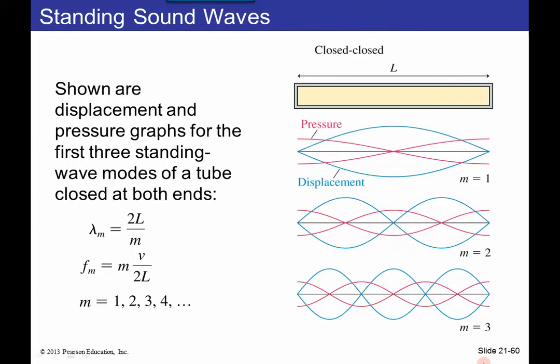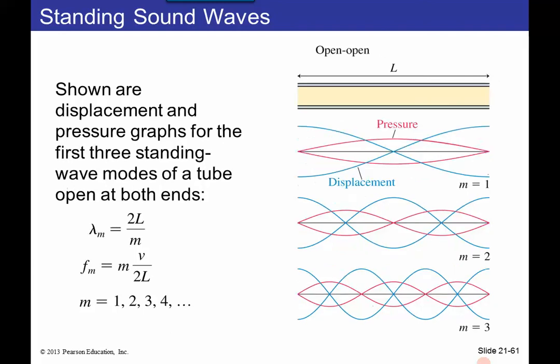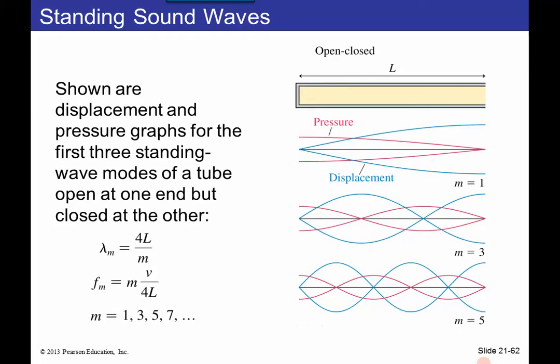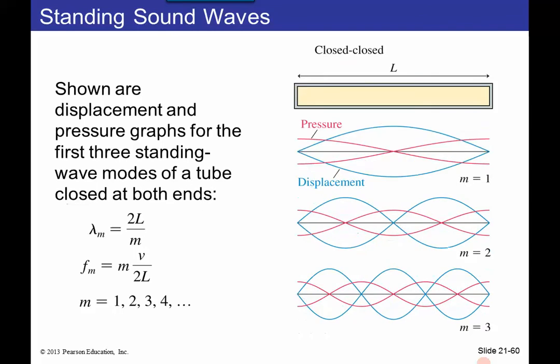Then you can have three situations: closed and closed, open and open, and open and closed. In the first two cases, the fundamental wavelength is 2L, and the fundamental frequency is the velocity divided by 2L. Then m times this gives you the possible frequencies, and lambda m would be 2L divided by m.